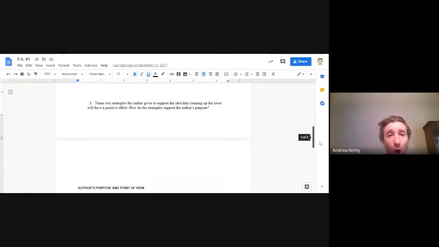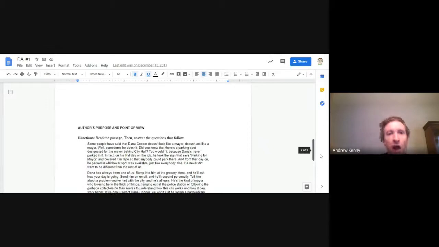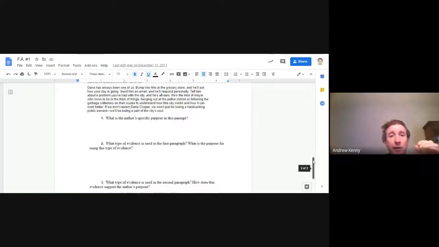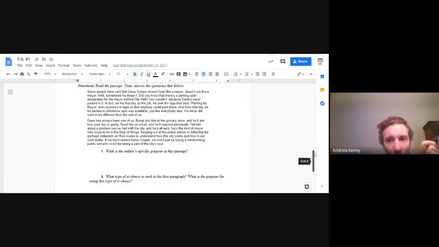Because if you look, there's always a second page, and the second page does the same thing one more time. So again, you're going to be reading another paragraph. In this case, it's 2 small paragraphs, and then you're going to be answering 3 more questions. All right. Remember, each question, I want a sentence or 2 answered.